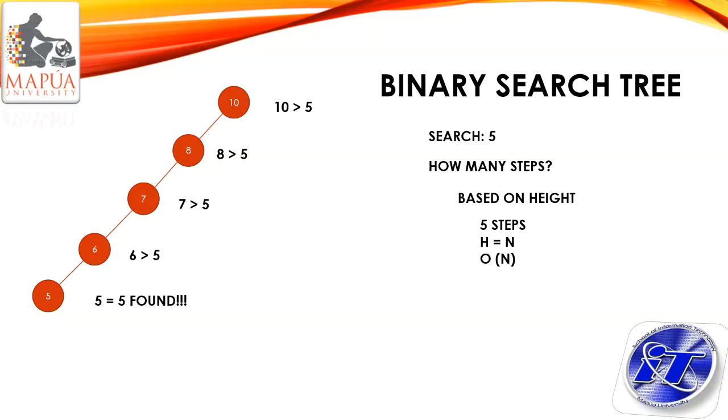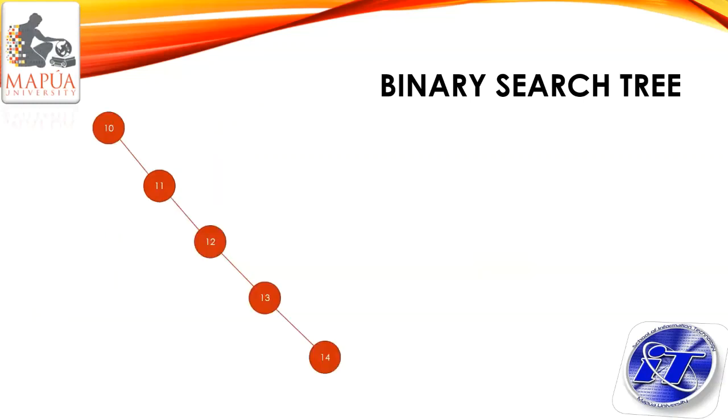Another example, skewed to the right. We're going to search for 14. Again, compare the value on the parent node and then go to the child node. 10 is less than 14, go to the right. 11 less than 14, go to the right. 12 less than 14, still go to the right. 13 less than 14, go to the right child. And 14 is equal to 14. We found the value 14.